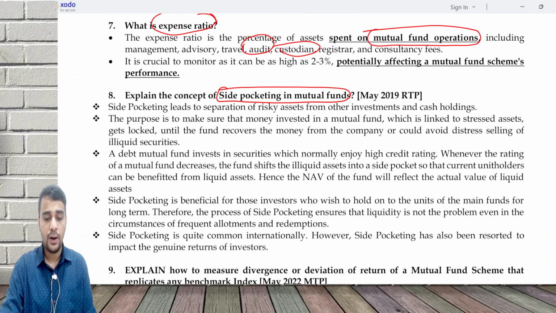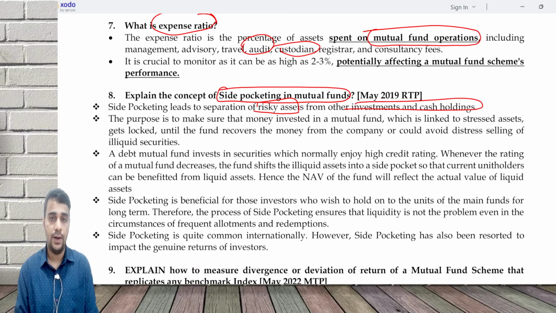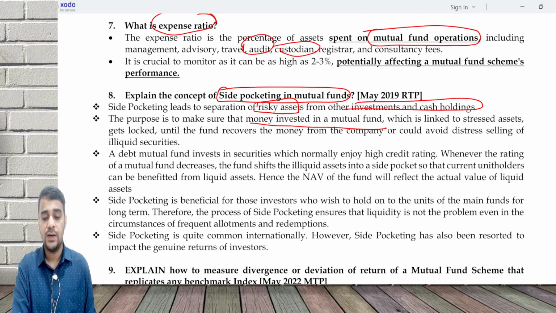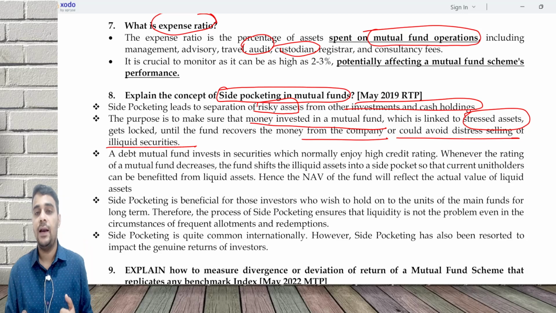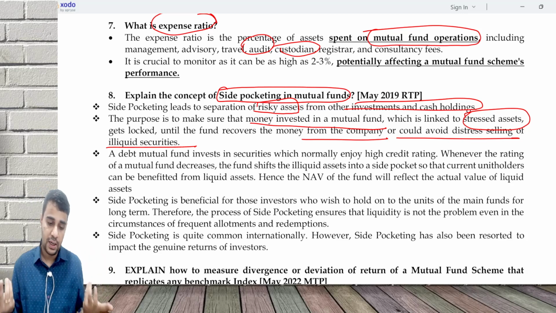So side pocketing leads to separation of risky asset from the other investments and cash holding. Risky asset, I am separating this. Purpose is to make sure that money invested in a mutual fund which is linked to a stressed asset gets locked until the fund recovers the money from the company, or to avoid distress selling of illiquid security. So if I collect the money, I'll pass it on. Not able to collect the money, gone.